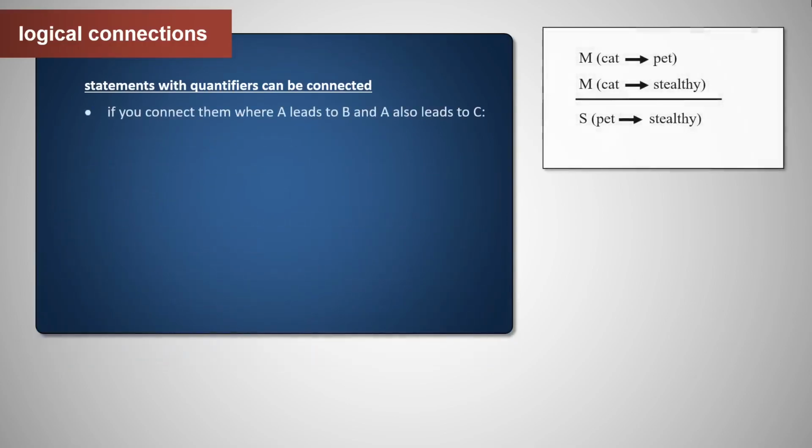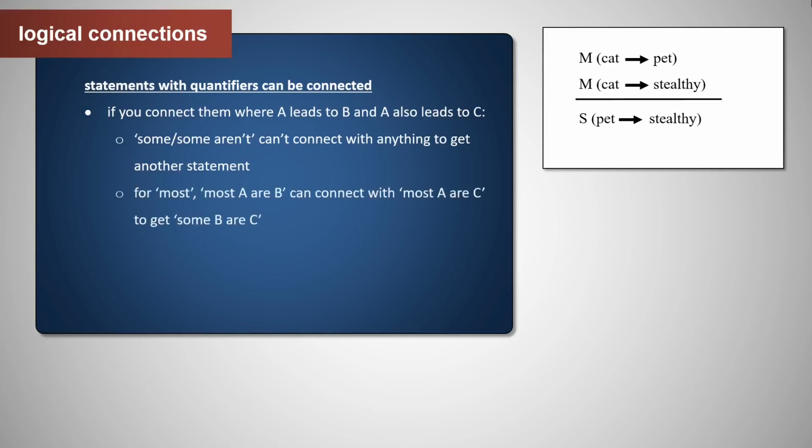Now, so that's where you're connecting A to B to C. But you can connect them where A leads to B and A also leads to C. So look what we have over here. We say that most cats are pets and most cats are stealthy. So there's some pets out there who are stealthy. So some or some aren't can't connect with anything to get another statement. But for most A or B can connect with most A or C to get some B or C.